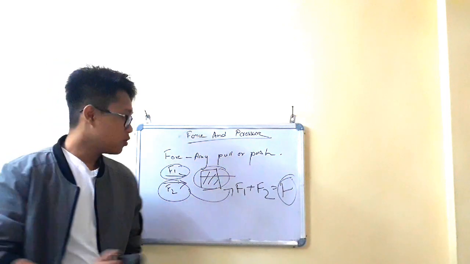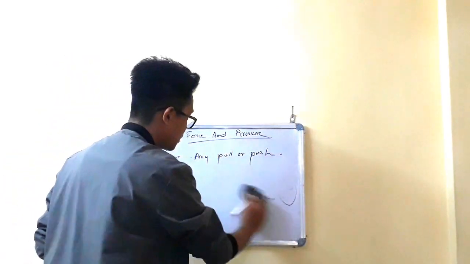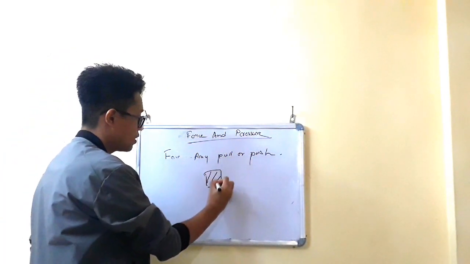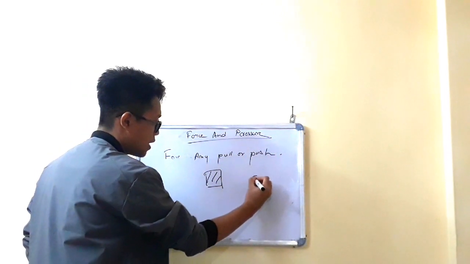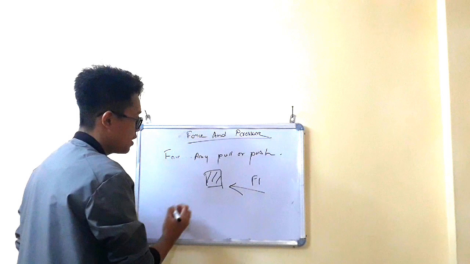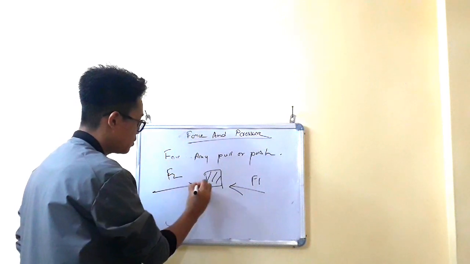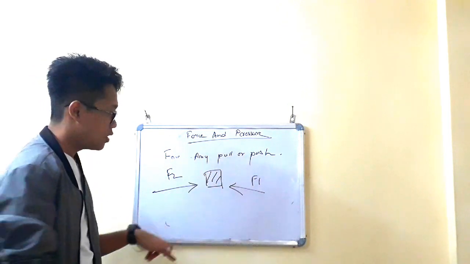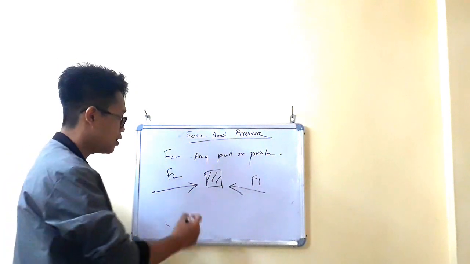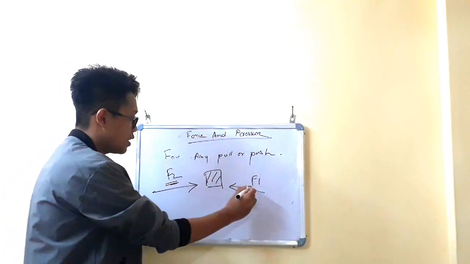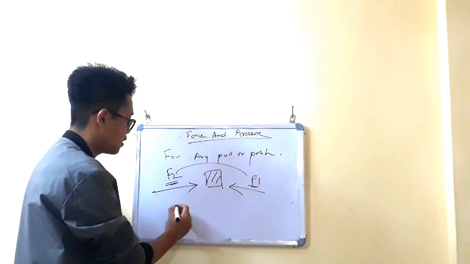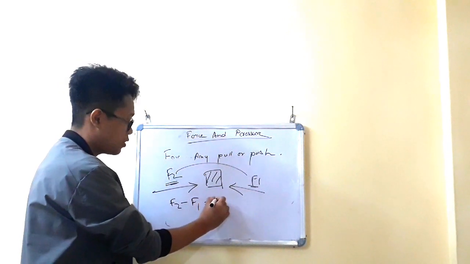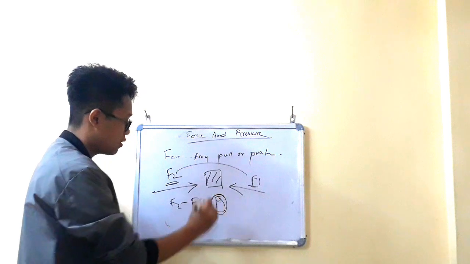Again, if the forces applied on the object are from different directions, suppose this is the object and one force F1 is applied from this direction, and another force F2 is applied from this direction. So what do you think? In which direction will the object move? To find this, we subtract the two forces: F2 minus F1 equals the total force.